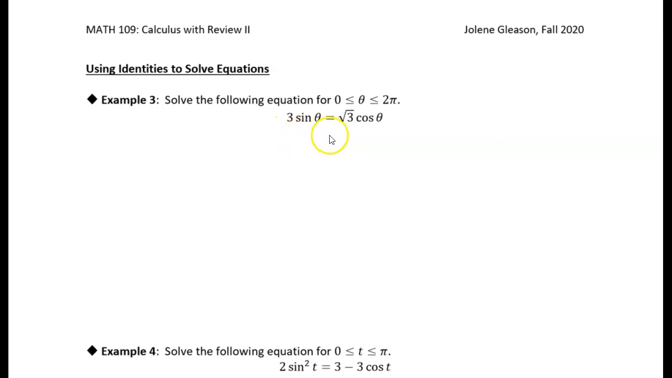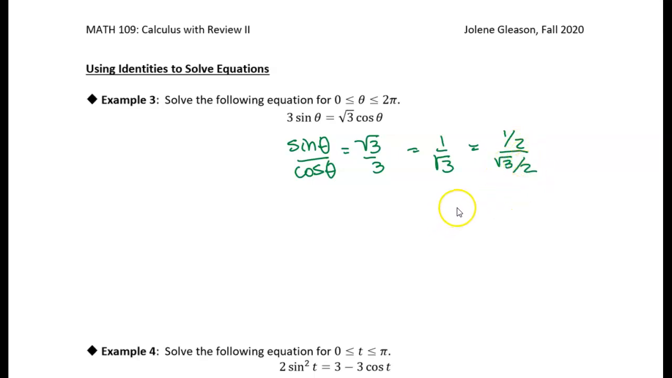So this equation is equivalent to the sine of theta over the cosine of theta, and then I'm going to also divide both sides by 3, so square root 3 over 3. Now, that might look familiar to you. That's equal to 1 over the square root of 3, which is also equal to 1/2 over the square root 3 over 2. Okay, and you might recognize those as being sine and cosine values for a certain angle.